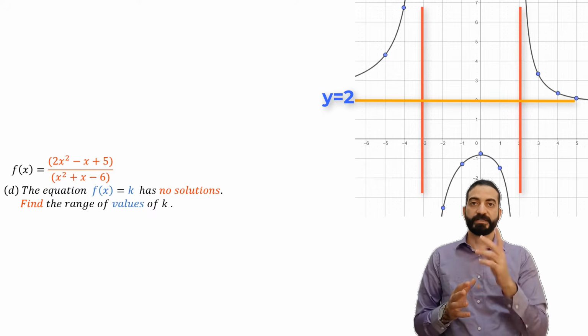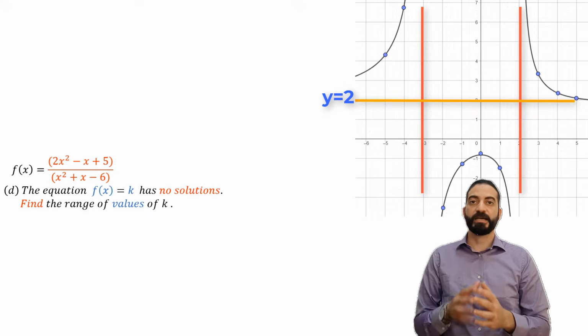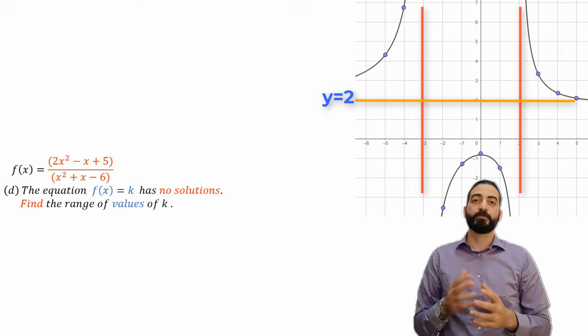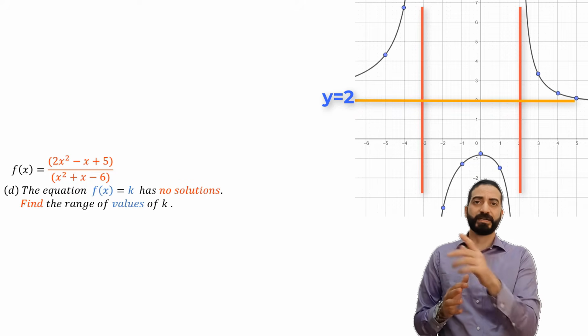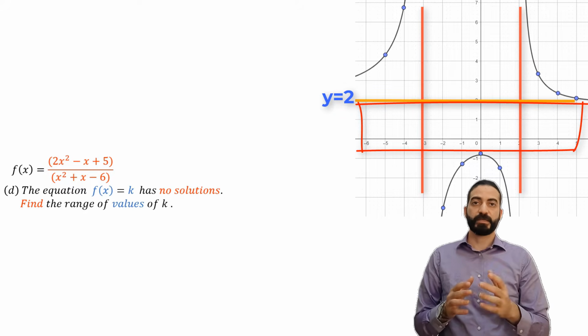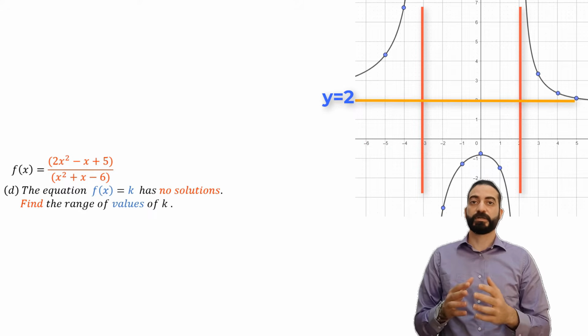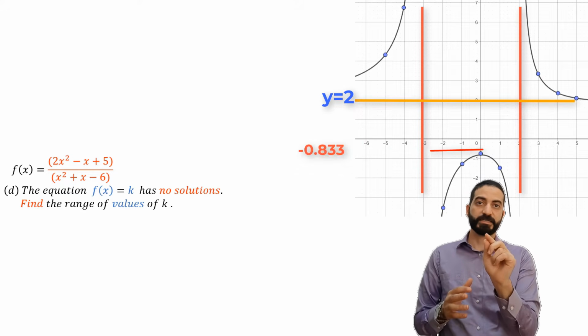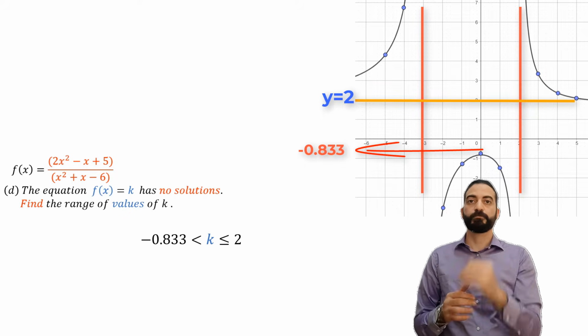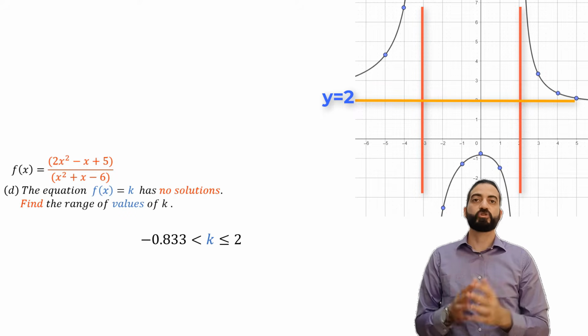We move now to part D. The equation f(x) equal k has no solutions. Find the range of values of k. Because it tells us no solutions, we search for where we do not have a graph. We notice that in this part there is no graph. This means that when k is between minus 0.833 and 2, it has no solutions.